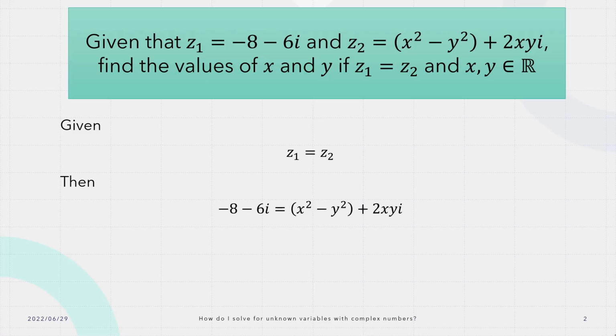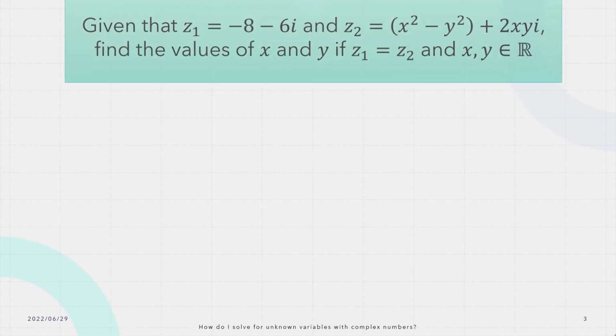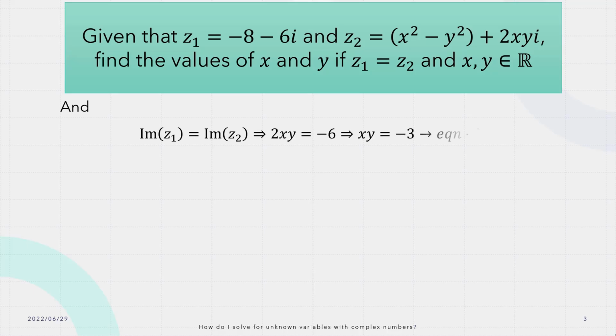So that means the real part of z1 is equivalent to the real part of z2, which implies that x squared minus y squared is equal to negative 8, and we'll call this equation 1. And from this, we can also know that the imaginary part of z1 is equivalent to the imaginary part of z2, which implies that 2xy is equivalent to minus 6, which implies that xy is equivalent to negative 3. And we'll call this equation number 2.